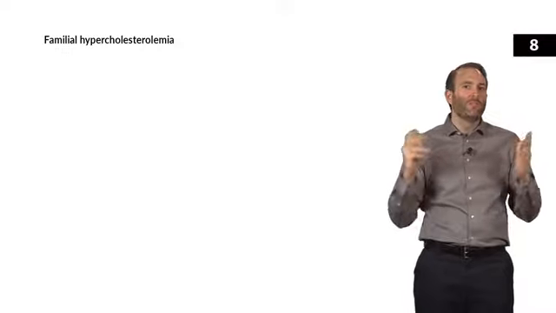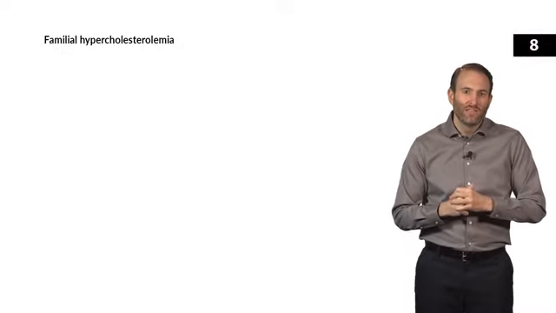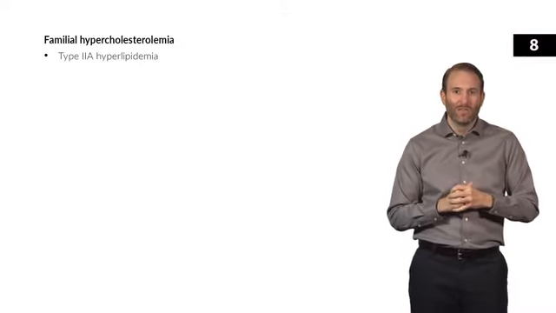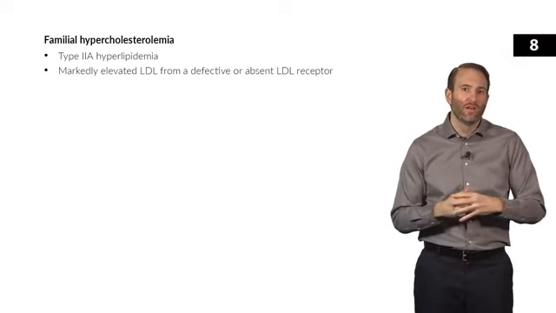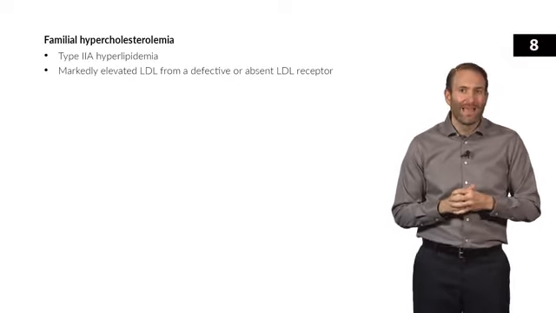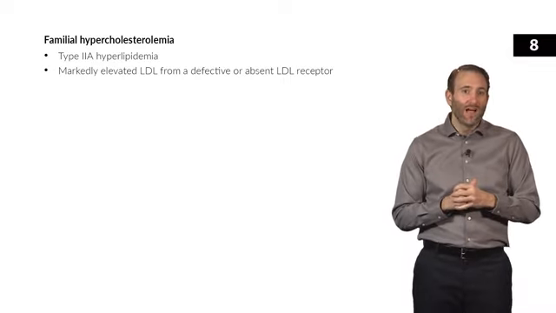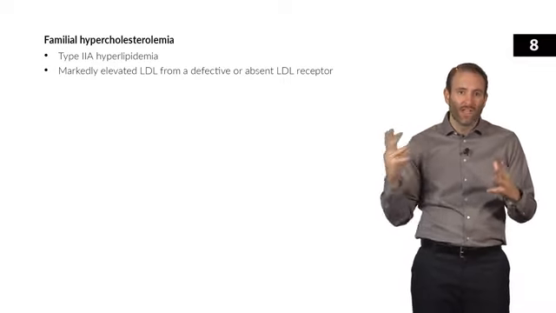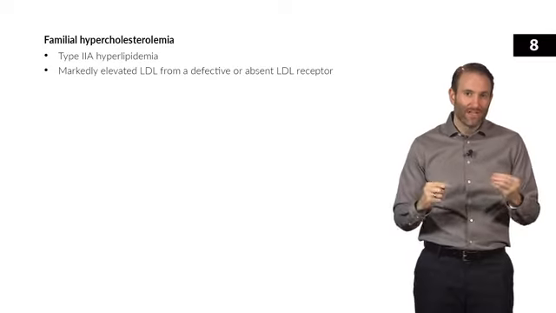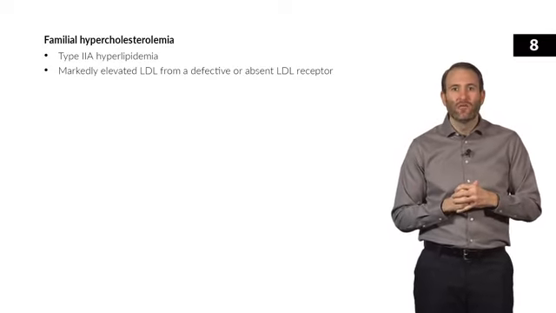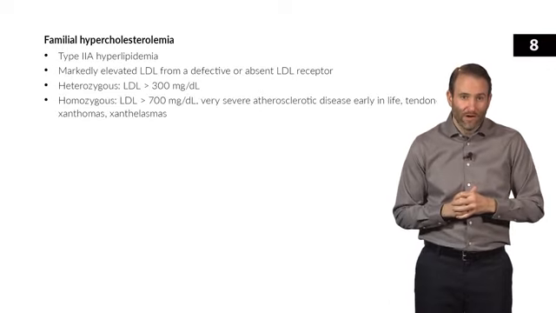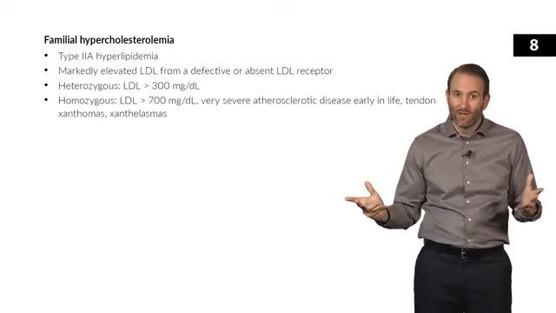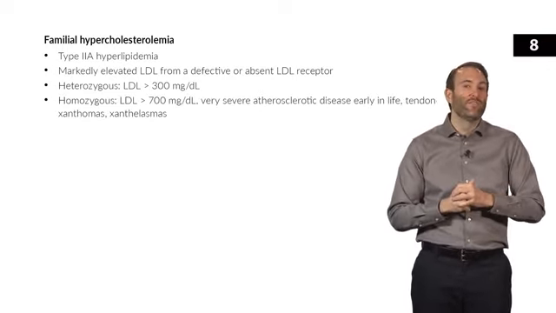Well, this is going to be familial hypercholesterolemia, and this is going to be type 2A hyperlipidemia. So the LDL becomes markedly elevated because of a defective or absent LDL receptor. It's not very rare to be heterozygous for this disorder, but homozygous is different. Patients will have LDLs above 300. Homozygotes, which are very rare, as I said, have excessively elevated cholesterol, so LDL over 700 even.